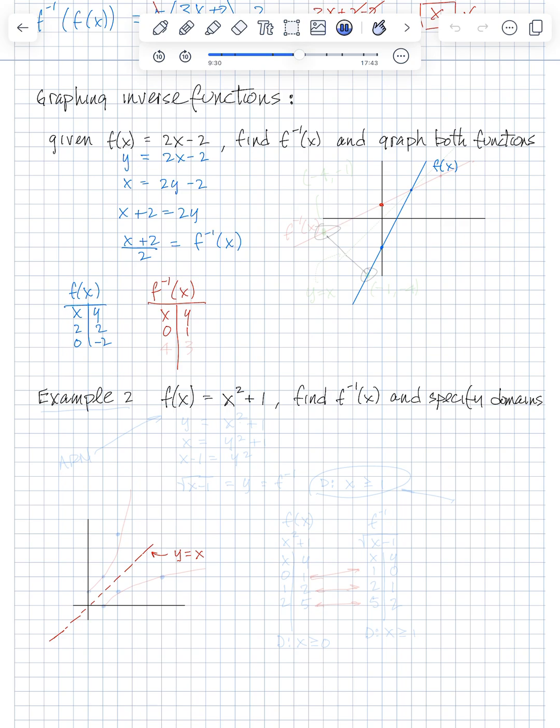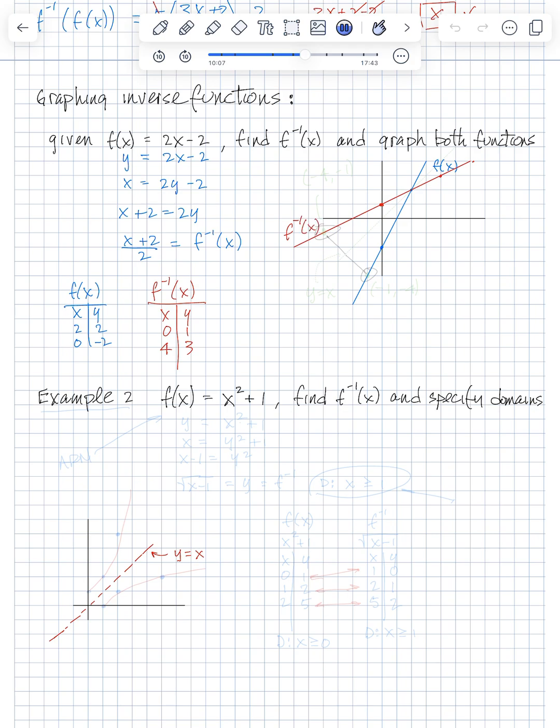And when x is, let's say, 4, 4 plus 2 is 6 over 2 is 3, so 4, 3 is our other point. 4, 3 right here. So now let me go ahead and draw f inverse. Call the red f inverse of x.